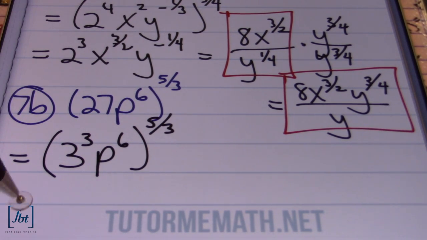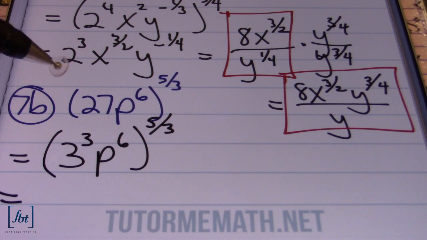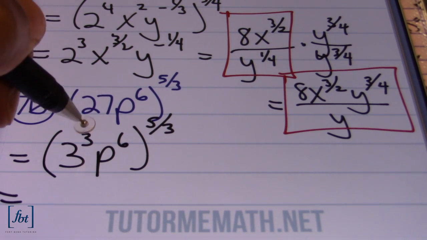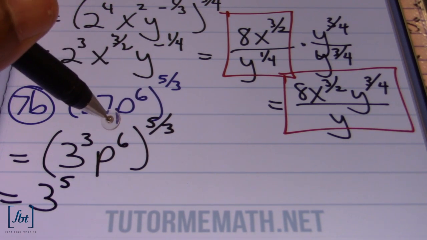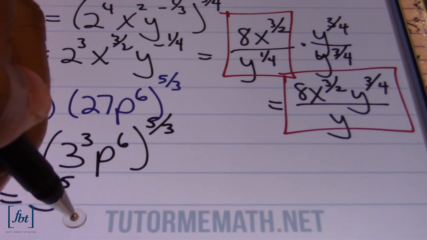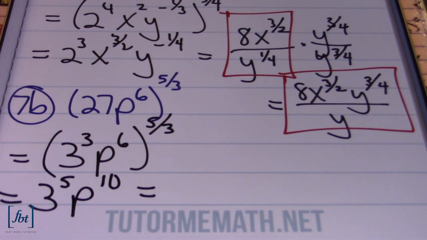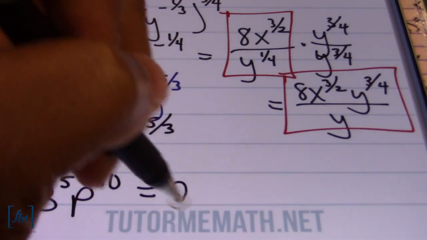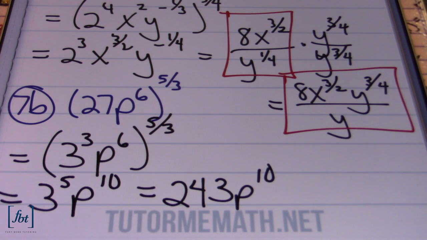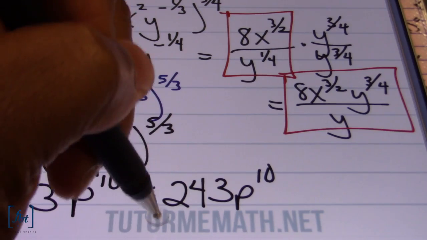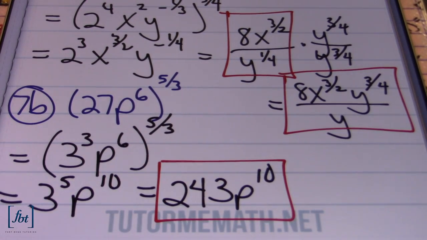From here, we'll be simplifying this. And so my 3s will cancel out when I multiply 3 times 5/3 to leave me with 3 to the 5th power. And then 3 goes into 6 twice, and 2 times 5 is 10, so that's p to the 10th power. And 3 to the 5th power is 243. And there you go. That's the answer. Done. I'm red boxing it. That's 7B.